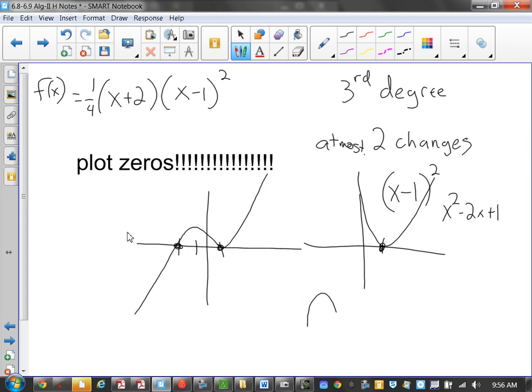Now, the only other spot that we can figure out here by hand is a y-intercept, correct? The y-intercept is when x is equal to what? 0. So if I wanted to figure out what this ordered pair is, all I do is take 1/4, 0 plus 2, 0 minus 1, quantity squared. What's 0 minus 1? Negative 1. What's negative 1 squared? 1. What's 0 plus 2? 2. What's 2 times 1? 2. What's a fourth of 2? One half. So that y-intercept is at 0 and 1/2.